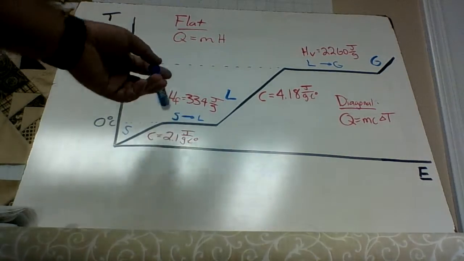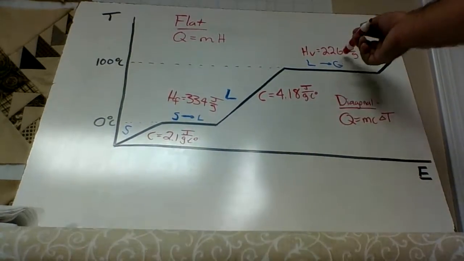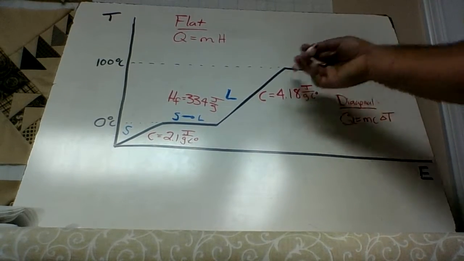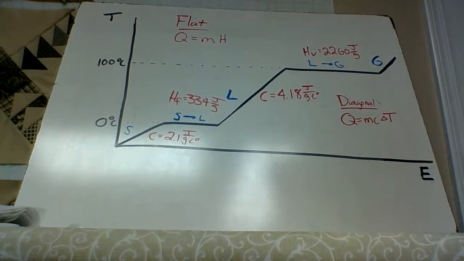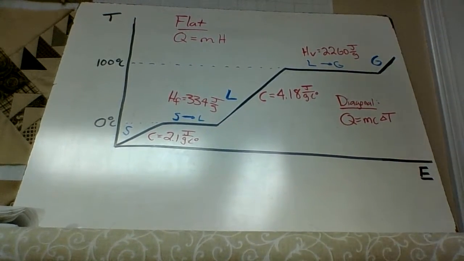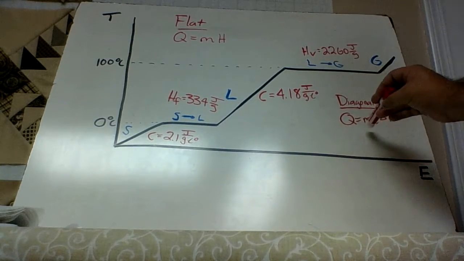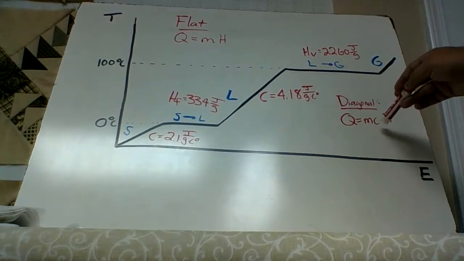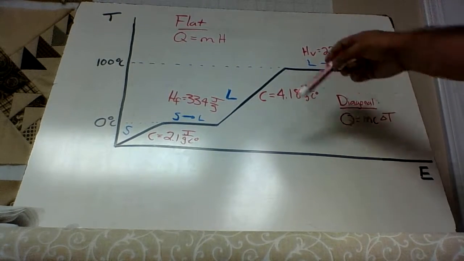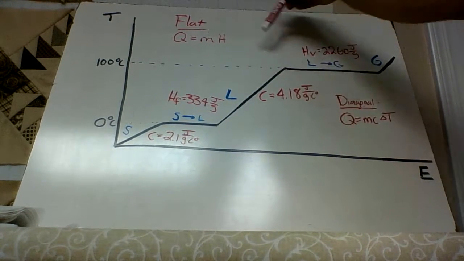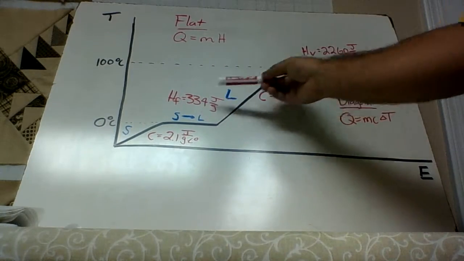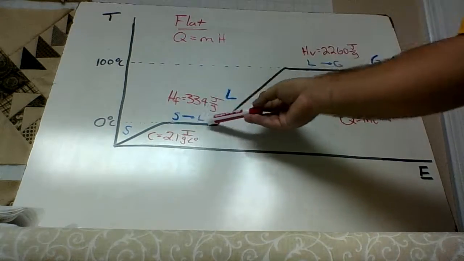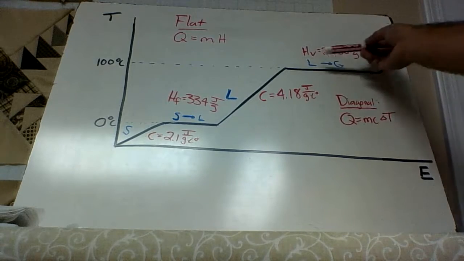That's significant because it tells us basically that in order to vaporize something, it requires a lot more energy than it does simply to melt it. And so whenever I'm dealing with a diagonal portion, I want to use this equation, and depending on whether I'm talking about a liquid or a solid, then that C will change. If I'm ever dealing with a flat portion, I'm either going to use this number or this number, depending on whether I'm melting or freezing, or I'm evaporating or condensing.